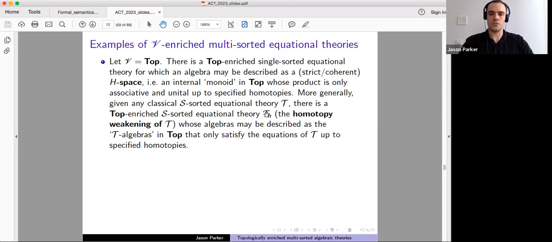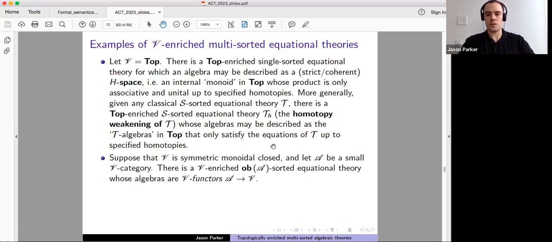theory T sub H that I'm choosing to call the homotopy weakening of T, whose algebras may be described as the T-algebras in Top that only satisfy the equations of T up to, again, specified homotopies.